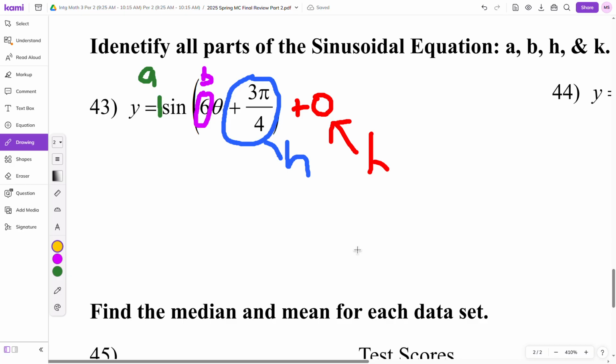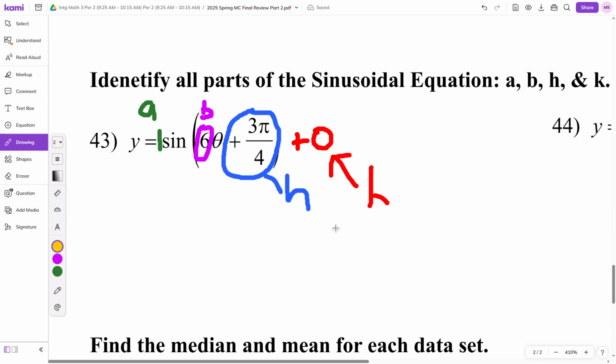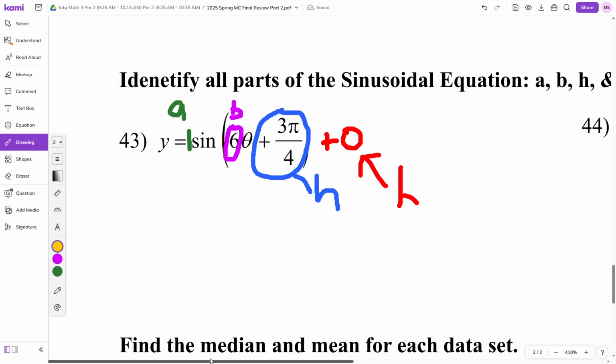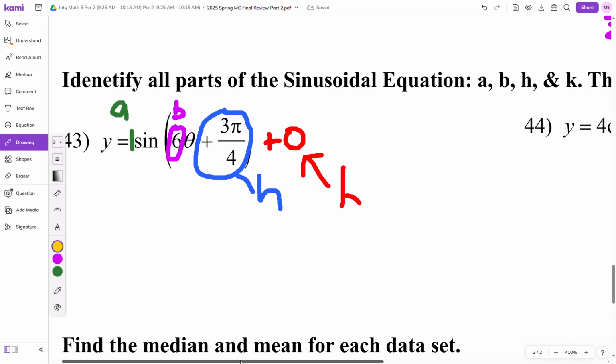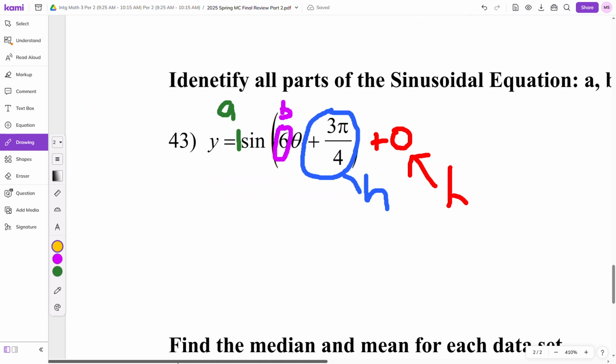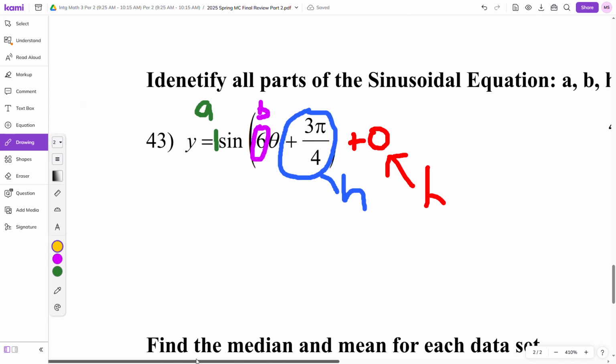All right, number 43. Now, I did have some of these things labeled already, and I hope that makes it easier for you, because they ask, identify all parts of the sinusoidal equation: A, B, H, and K, and then find the period. So here we go. I have some of these things written out.